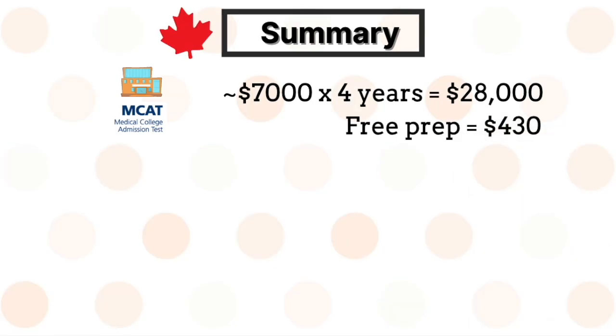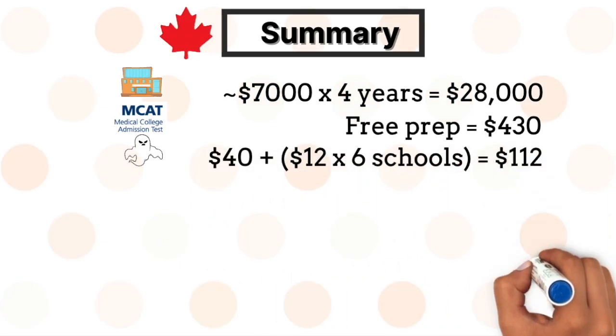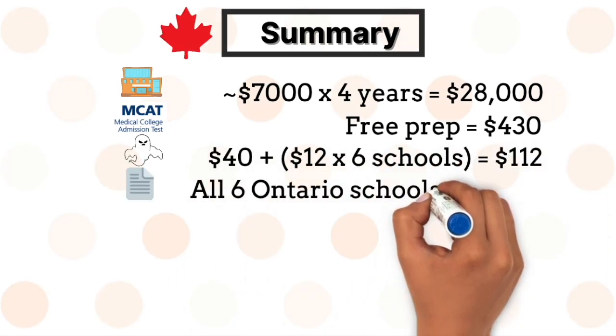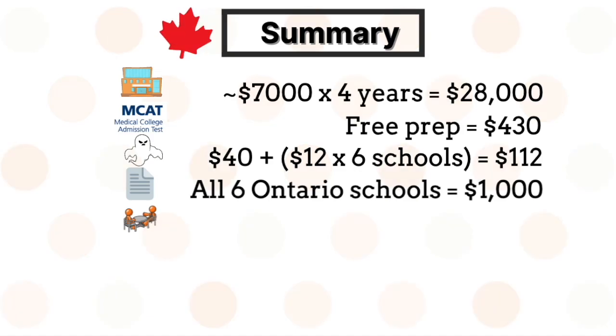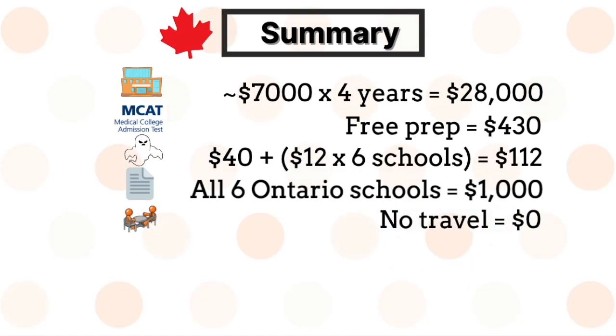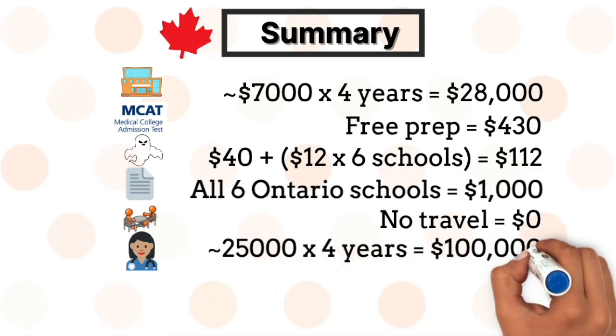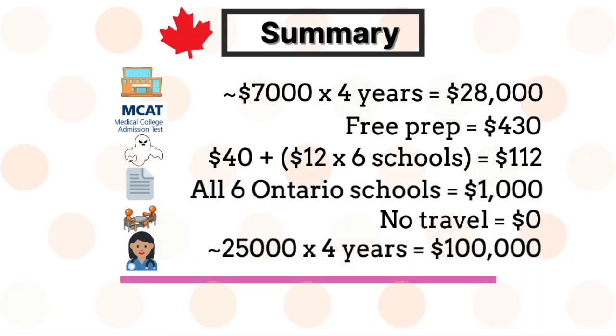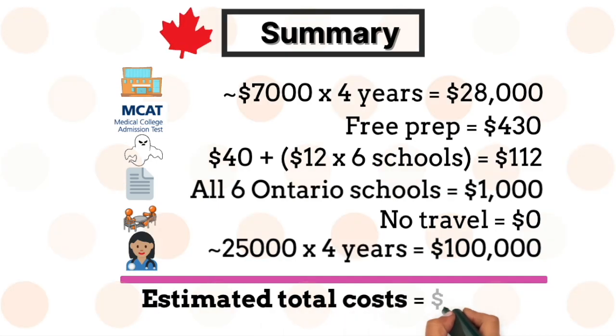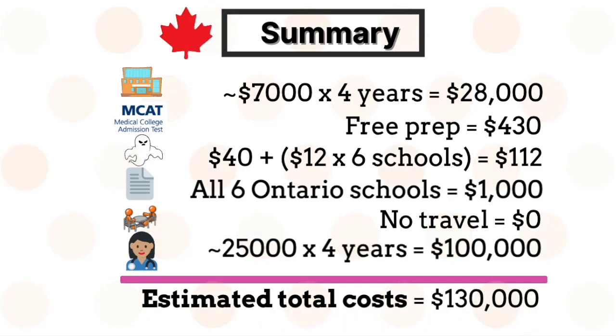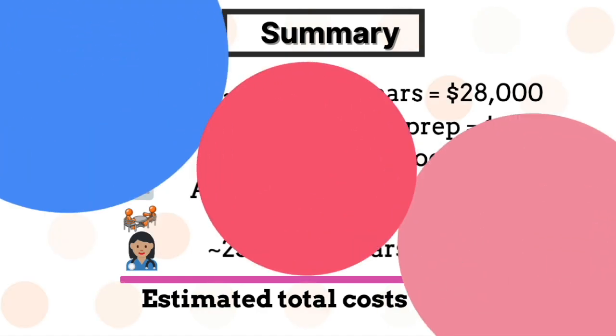Let's also assume that you apply to all 6 Ontario schools, so your CASPer test would cost around $112, the actual applications would be around $1,000, and let's say your travel costs were minimal because you had your own car and stayed with family or friends for most of your interviews. And finally, you attended a 4-year med school program that cost you on the higher end around $100,000 for 4 years. So your total in this case, with all of these assumptions, would be around $130,000 to $150,000 for the entirety of your pre-med and your med school journey.